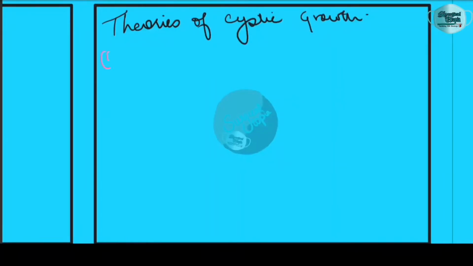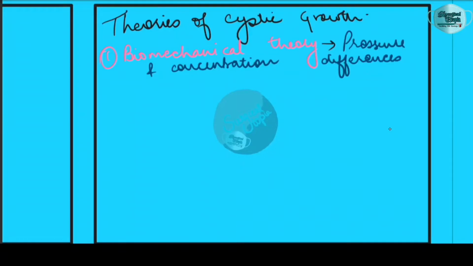The first one is biomechanical theory. According to this, the pressure and concentration differences between the cystic cavity and the surrounding growth influence the fluid movement into the cyst, causing the size increase. The second one is biochemical theory.